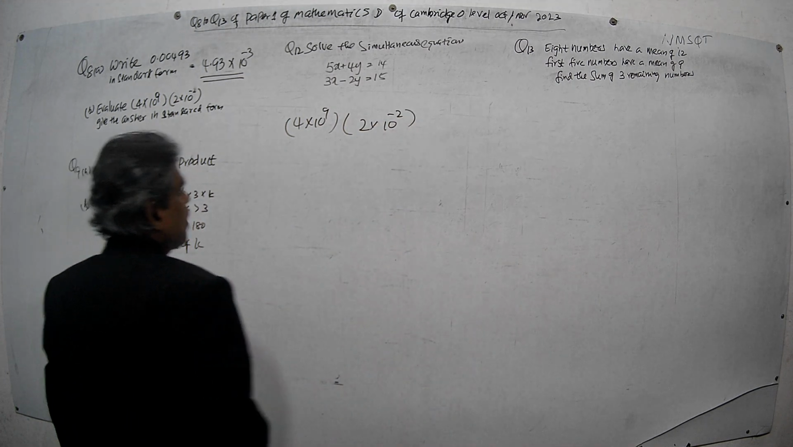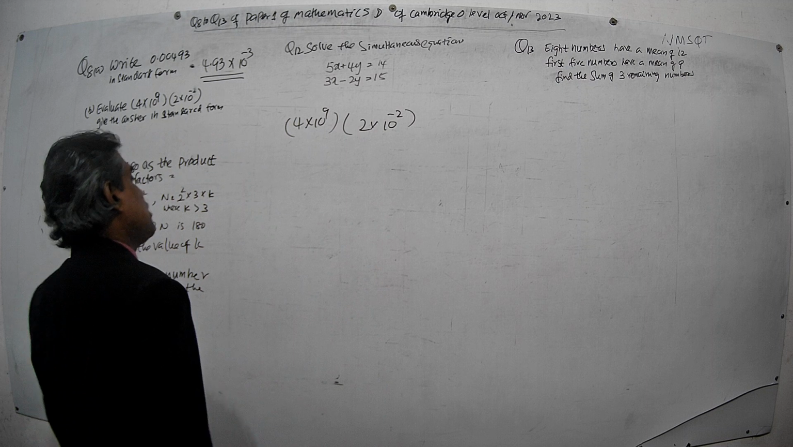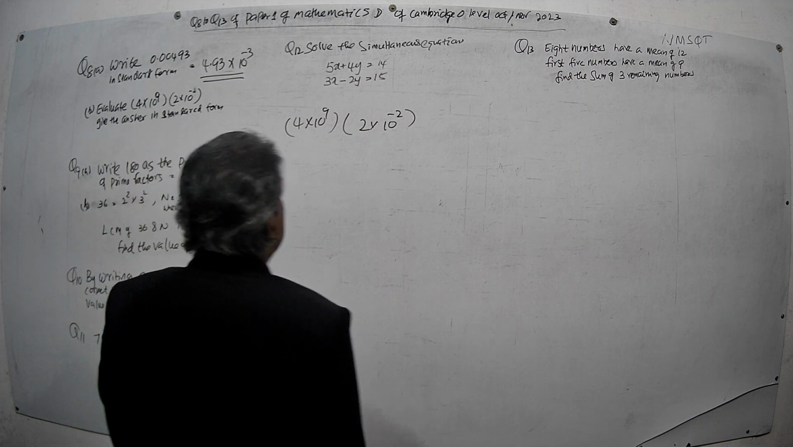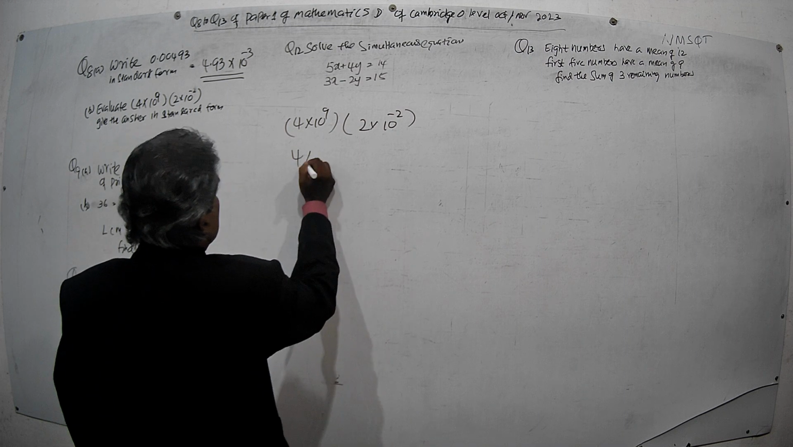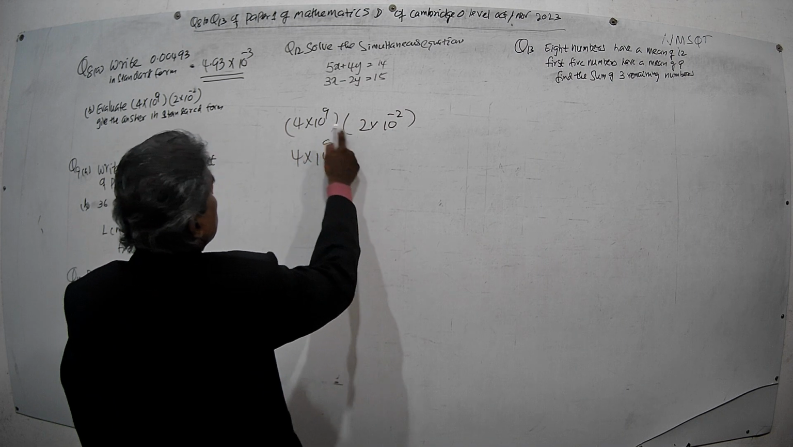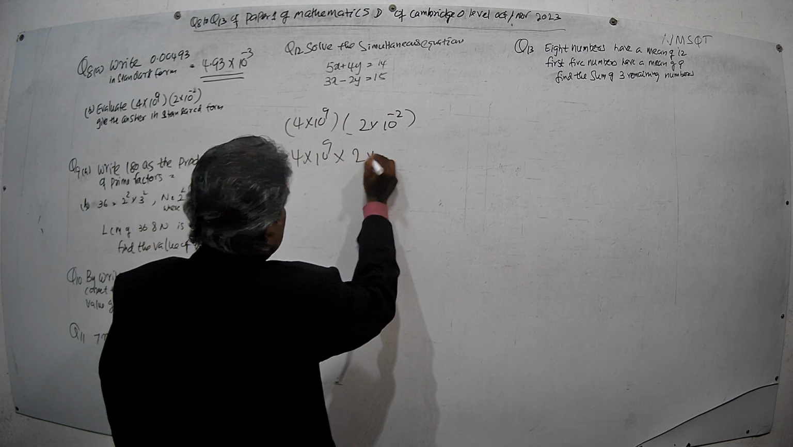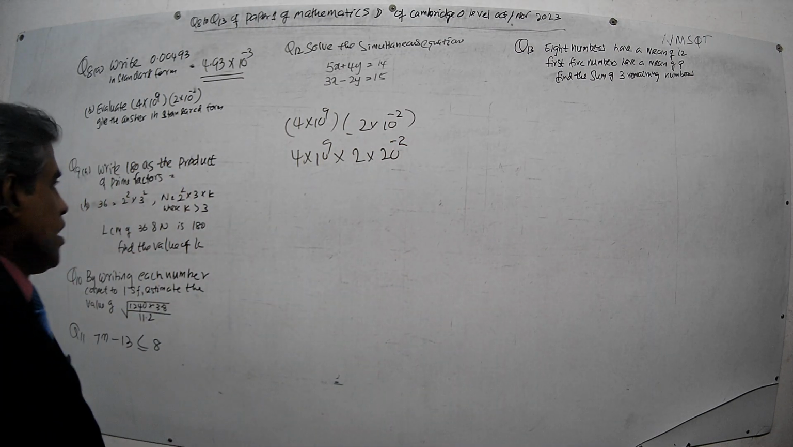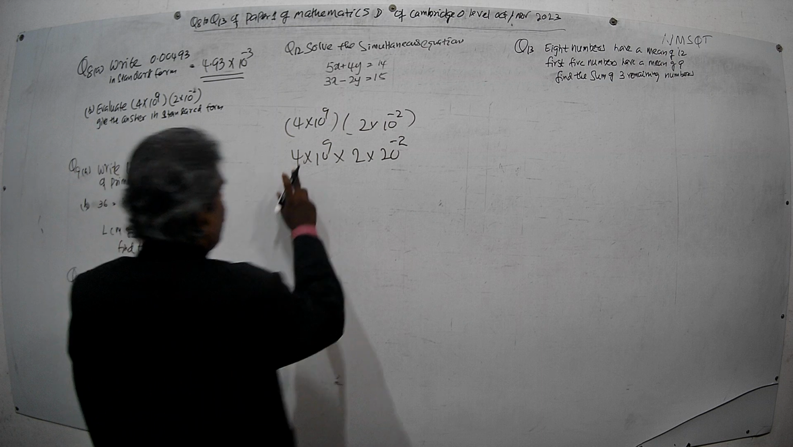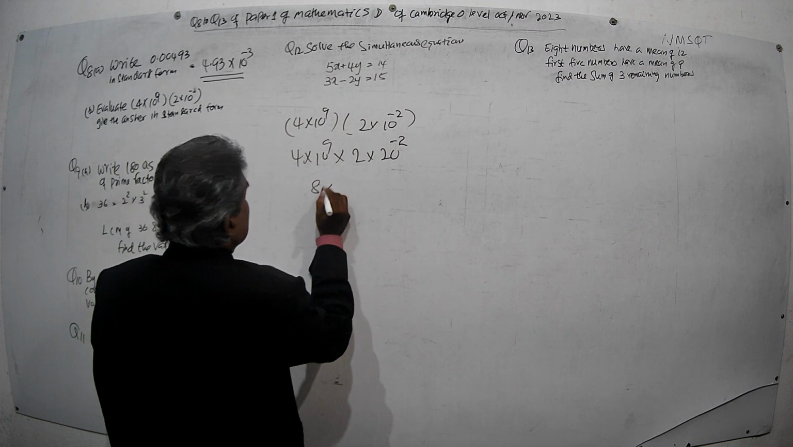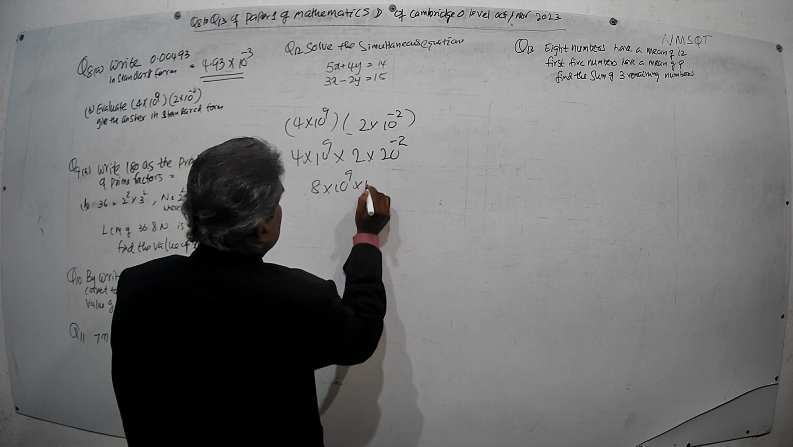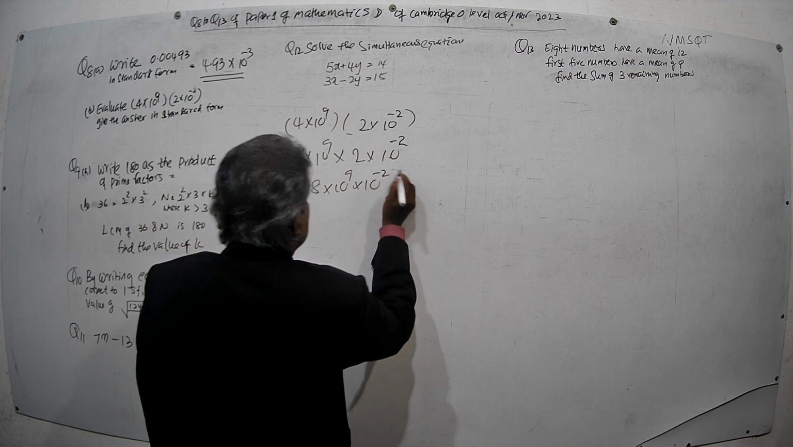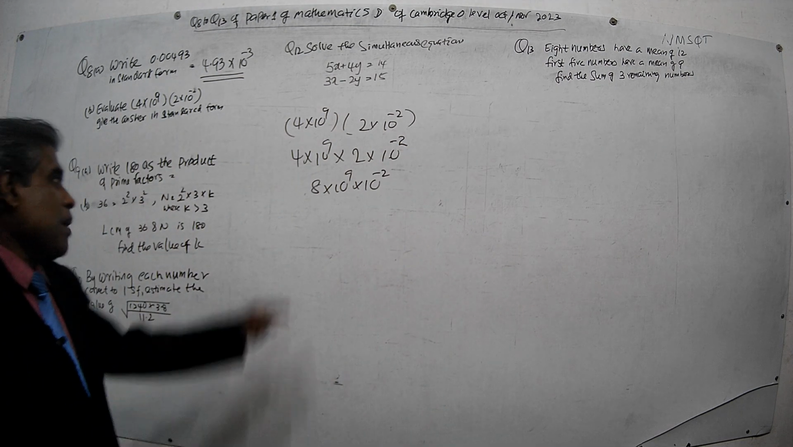Now we write this without brackets because both statements are to be multiplied. Therefore, without brackets, we can write the two statements with multiplication between them, like this: 4 times 10 to the power 9. Instead of the brackets, we can put multiplication, without any restriction, right? Now 4 times 2 is 8, times 10 to the power 9 times 10 to the power negative 2, right? Now we multiply the two numbers together.